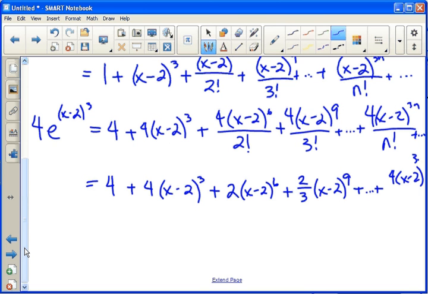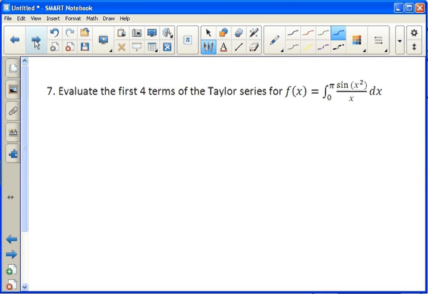Evaluate the first 4 terms of the Taylor series. Again, you see series, you need to think of the 4 you've memorized. Okay, so sine of x squared over x. We start with sine of x as our base point. Sine of x is equal to x minus x cubed over 3 factorial plus x to the 5th over 5 factorial minus x to the 7th over 7 factorial.